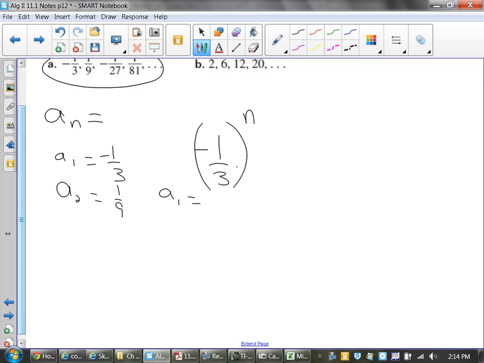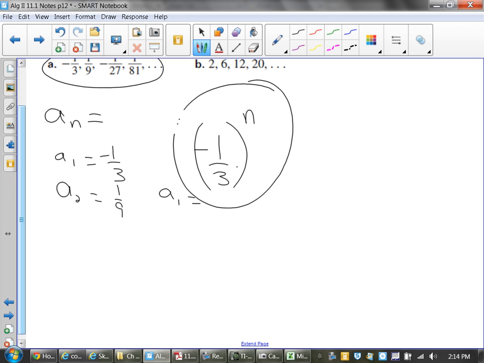If n is 1, what's negative 1/3 to the first power? Negative 1/3. What's the second term? What's negative 1/3 squared? 1/9. What's negative 1/3 cubed? There it is. And that's the rule. That's your nth rule for that one.